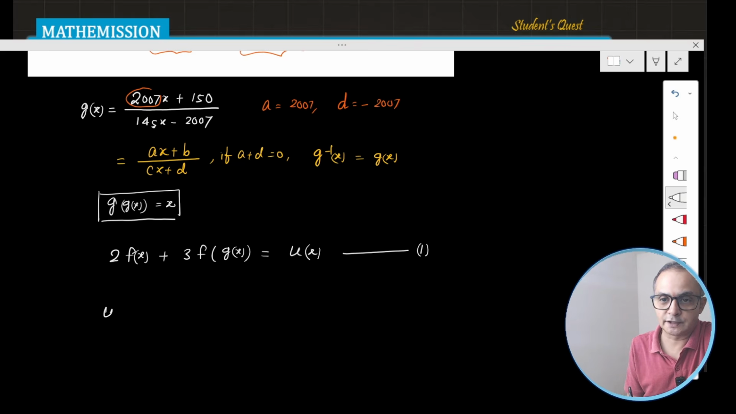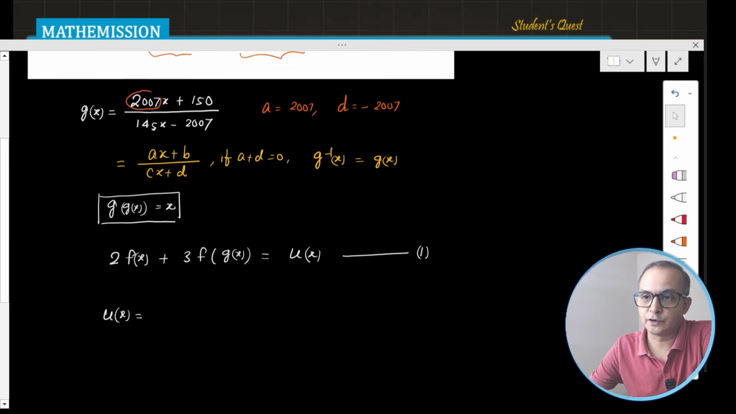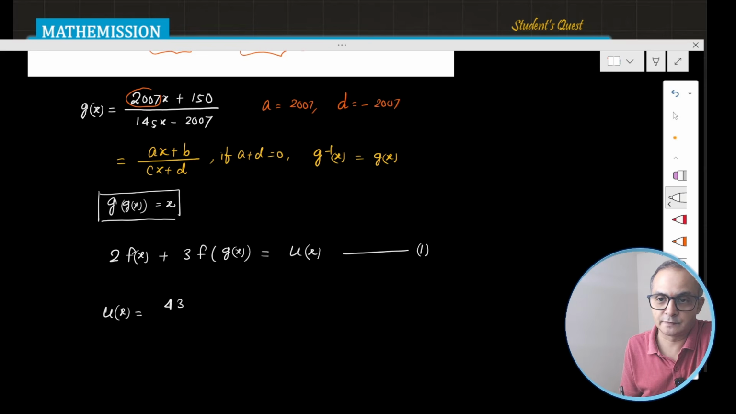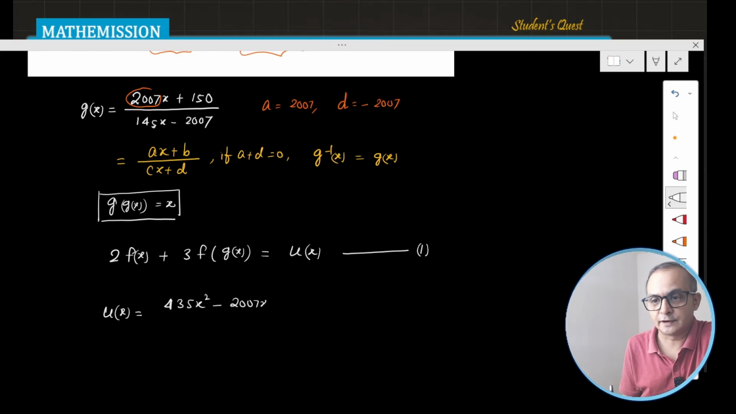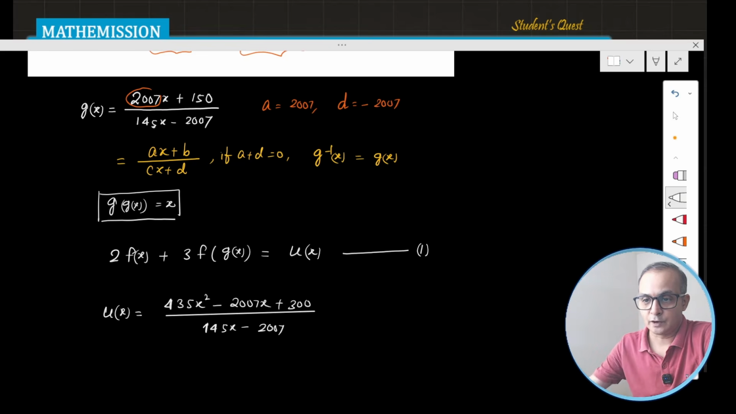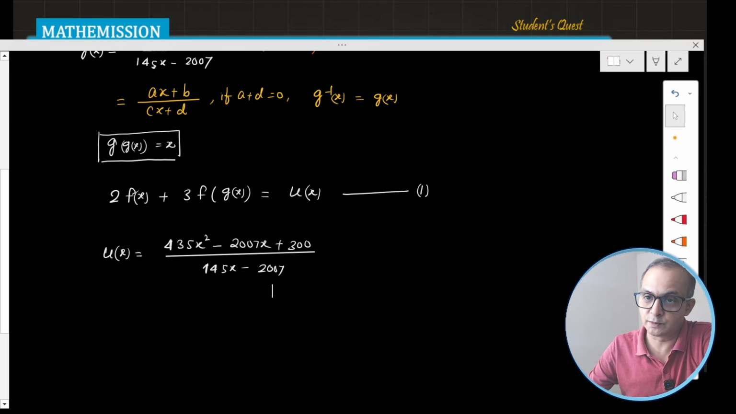Now notice that u(x) is also a very weird one, so let's try to manage that. u(x) is 435x squared minus 2007x plus 300, and the denominator is the same as in g(x), that is 145x minus 2007. Now we have to simplify this and try to write this u(x) in terms of g(x) if possible.